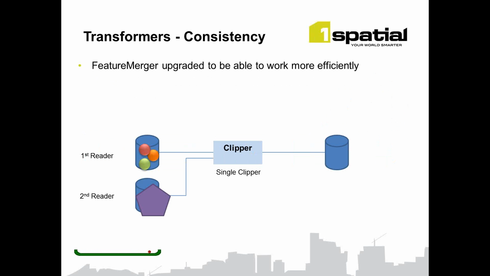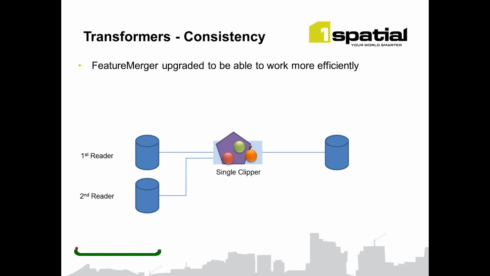The clipper transformer is a transformer that has the ability to be turned from group-based to feature-based and back again, depending on how you want to operate. So in single clipper mode, if you have your data ordered on the navigator canvas so that the features that are going to be clipped are read first, they make their way into the clipper transformer, and then they have to sit and wait for the clipping feature to arrive.